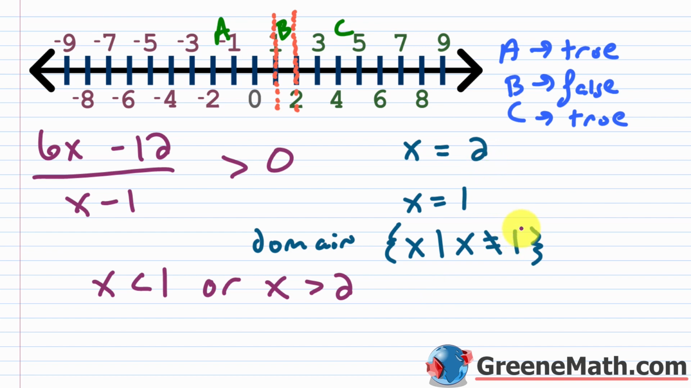1, because again, you would violate the domain there. x cannot be 1. We know that gives us division by 0. But for 2, remember that would result in this left-hand side being 0. So you're going to get 0 is greater than 0, which is a false statement. So this would be our solution.